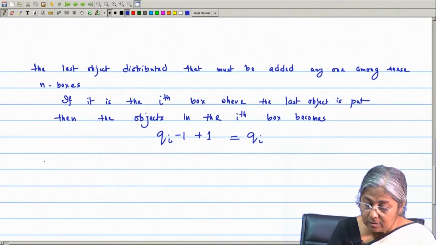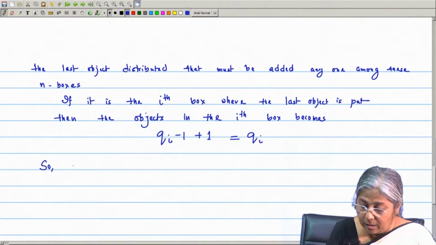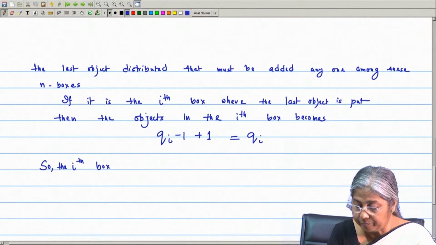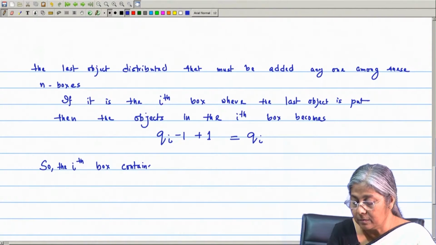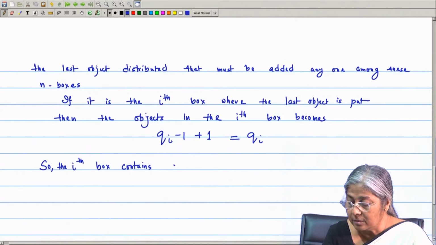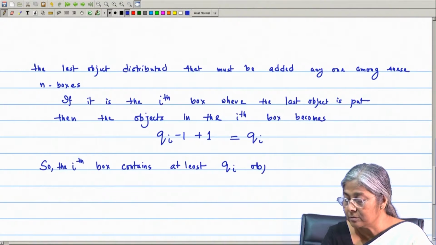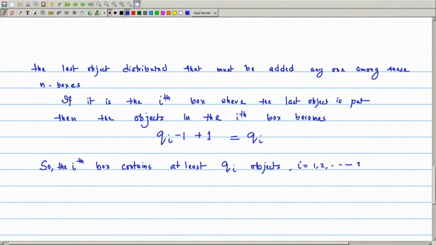So, the ith box contains at least qi objects, where i is 1 to n. So, it proves the statement of the strong form of the Pigeonhole principle.